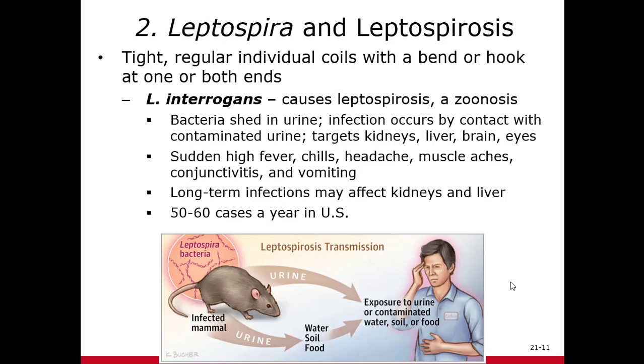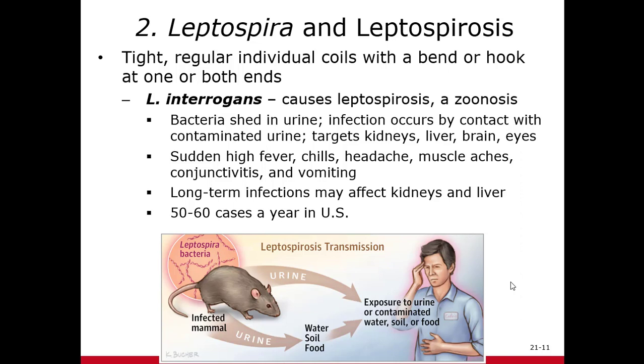Now, another of the spirochetes is the Leptospira, and it causes leptospirosis. These are tight individual coils. They usually have a little bend or a hook at an end, and there's really only one that causes disease. It's the Leptospira interrogans. It causes leptospirosis, and we get it from animals. So animals are carriers of it. We get it by either eating or drinking something that's been contaminated with urine from an infected animal.